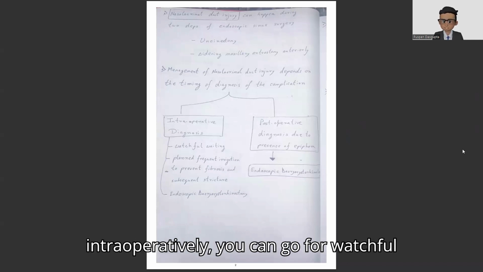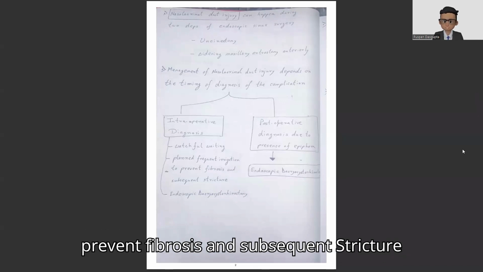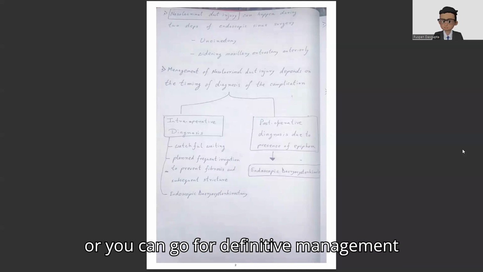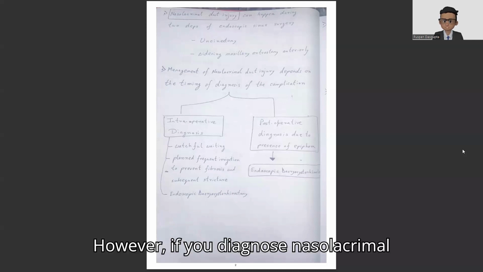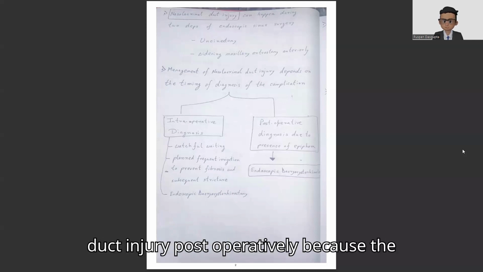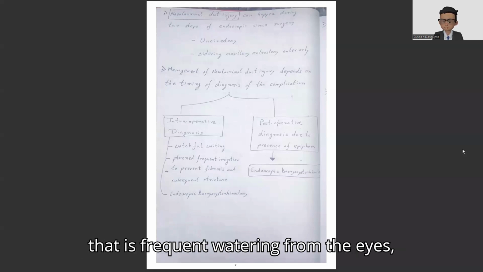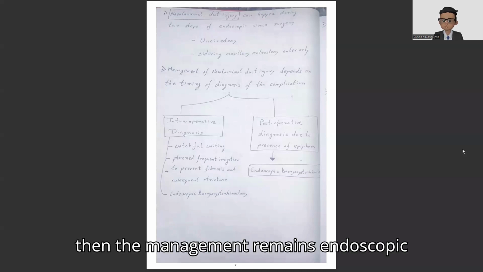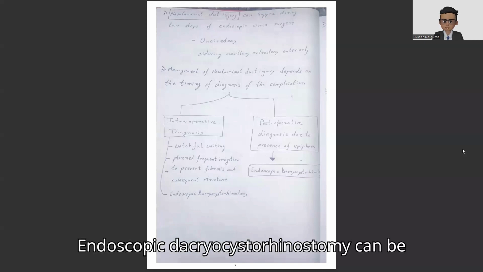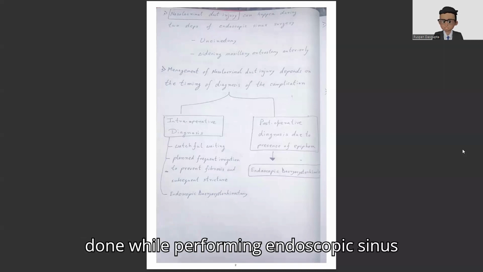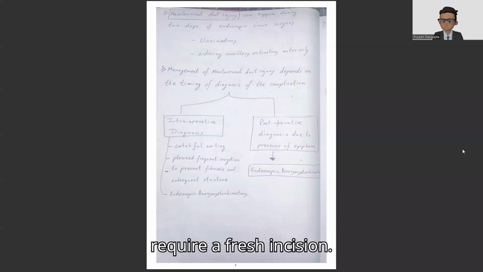If it was diagnosed intraoperatively, you can go for watchful waiting or planned frequent irrigation to prevent fibrosis and subsequent stricture, or you can go for definitive management, that is endoscopic dacryocystorhinostomy. However, if you diagnose nasolacrimal duct injury postoperatively because the patient developed complaints of epiphora, that is frequent watering from the eyes, then the management remains endoscopic dacryocystorhinostomy. Endoscopic dacryocystorhinostomy can be done while performing endoscopic sinus surgery because it is also an endoscopic procedure and it does not require a fresh incision.